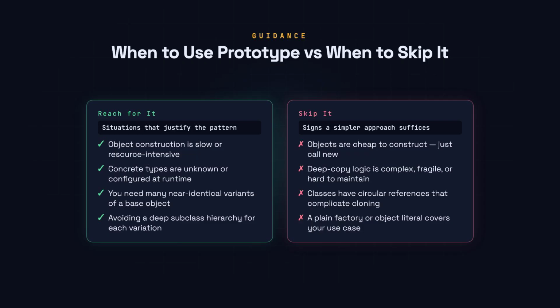Skip it when objects are trivially cheap to build. The added clone method is pure overhead. Also be cautious when your object graph is deeply nested or contains circular references, because writing and maintaining a correct deep copy becomes a significant burden that may outweigh the benefit.